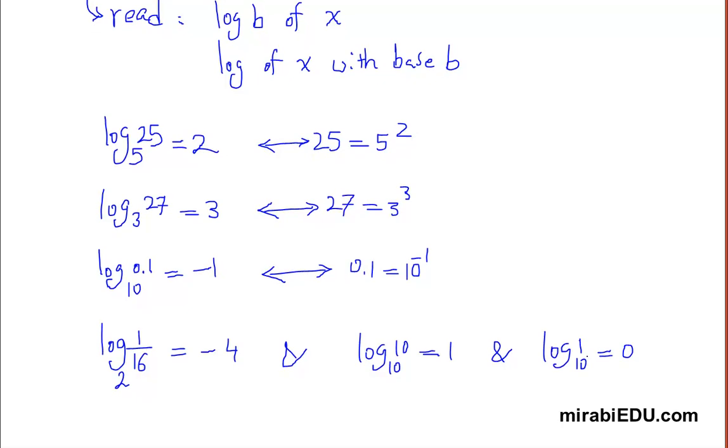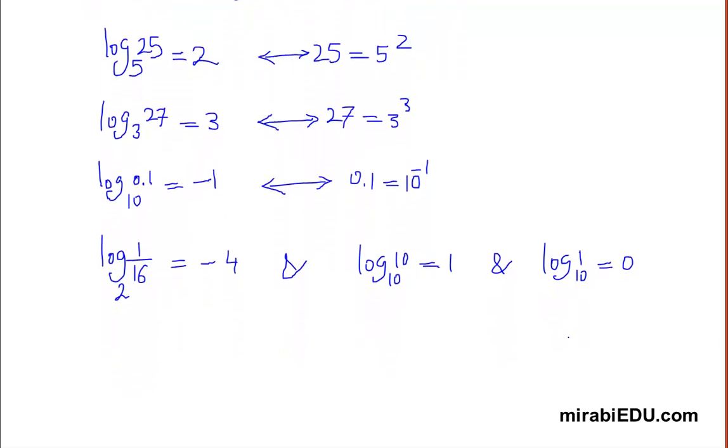And of course logarithm of 1 with every base is 0, because every number to the 0 power is 1. Of course here a shouldn't be 0. So logarithm of 1 with every base is 0, because a to the 0 power is 1.